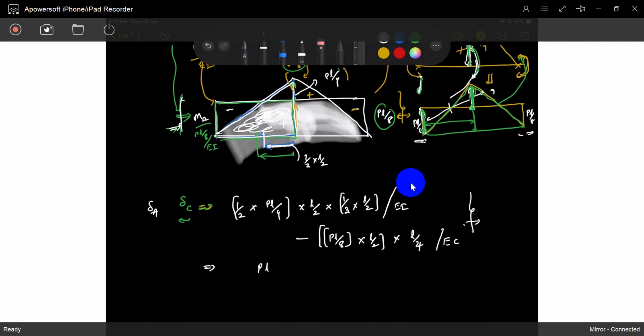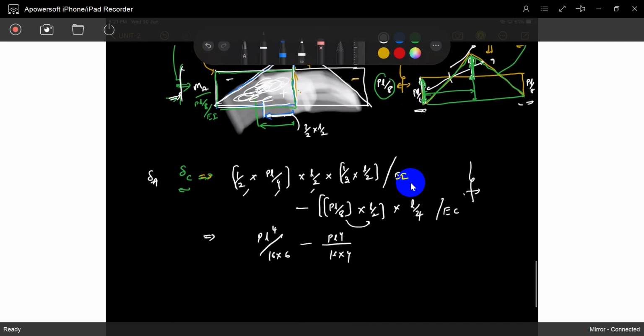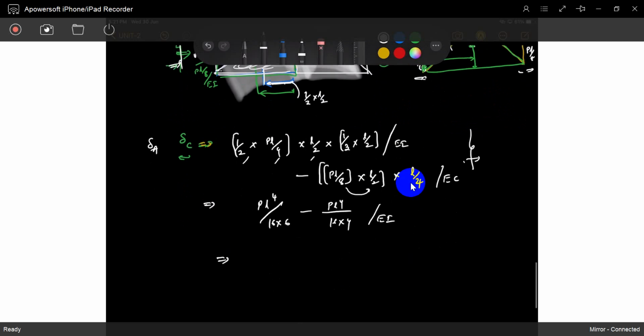So PL power 4. Okay, so what is that value? 2 8 16 into 6. I will write it like this. PL power 4, 16 into 4 divided by EI. So what is that? 16 into 6 into 4. That is a 4, that is a 6. What is that? 2 PL power 4. Negative sign not required. No need.